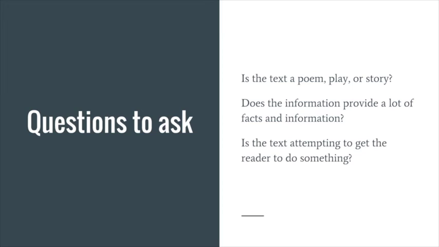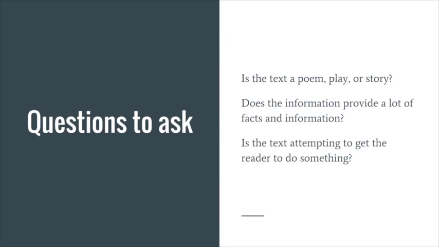So now you understand the different types of writing. In analyzing something, you want to ask 3 main questions. The first being, is the text a poem, play, or story? If it's one of these 3, then it's most likely going to entertain the reader. But if it's not, then you're going to want to ask yourself if the information provides a lot of facts and information. If it's a factual and informative text, then it's likely going to try to inform the reader.